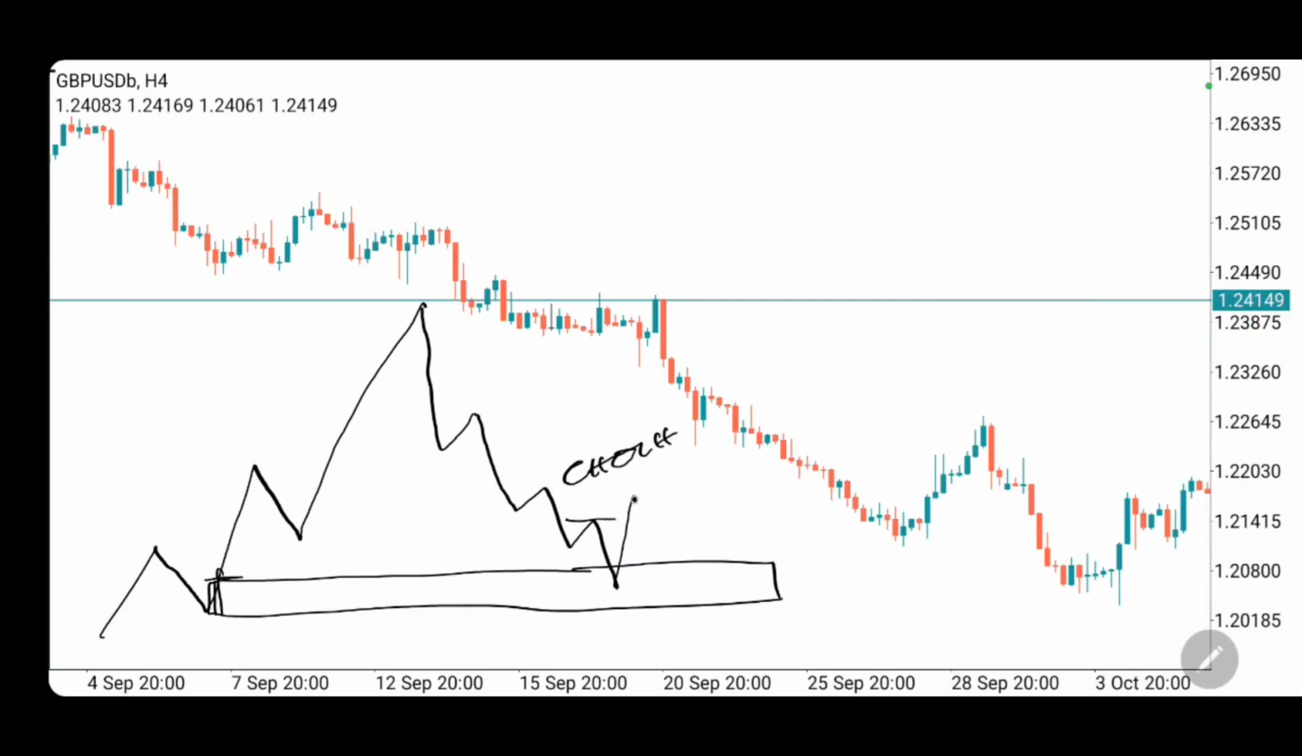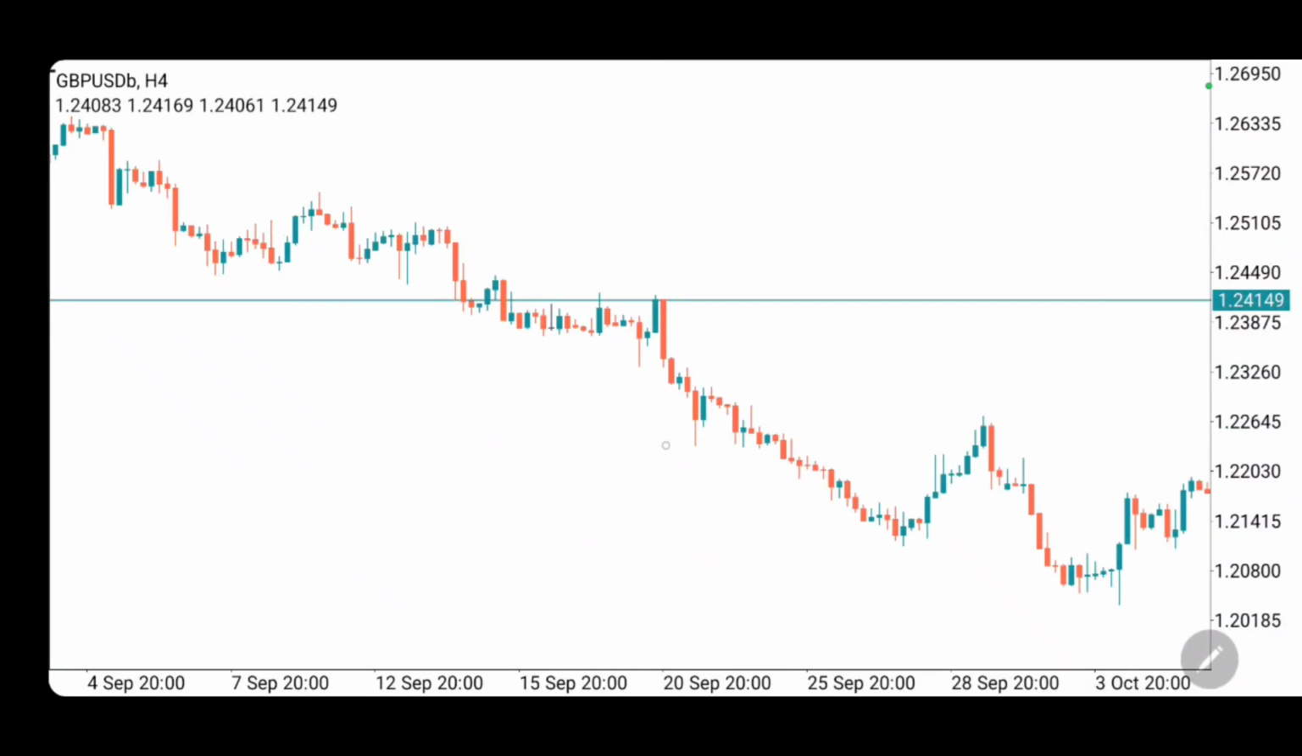Now for an FVG, instead of me waiting for the market to come down to this order block that caused this change in character or market structure, what I can do, I've just mistakenly deleted what I've done. Let me try it again. Let's have it again. Sorry about that.